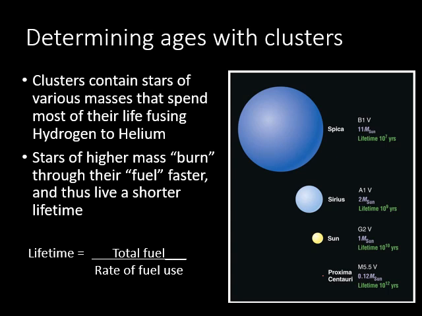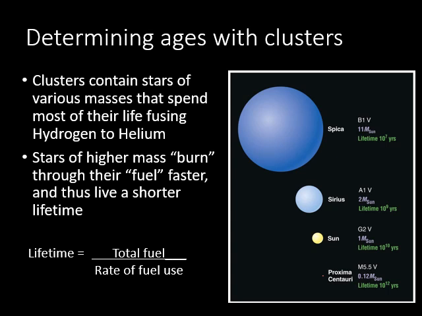So clusters, open and globular clusters both, when they first form, they contain stars of various masses. There are stars that can be as large as 150 times the mass of our sun, all the way down to something a tenth of the mass of our sun. So they really have a wide range, and all these stars are mixed together within the cluster. All of these stars are going to spend most of their life fusing hydrogen into helium. That's what stars do, that's how they generate energy, and that's why stars shine.